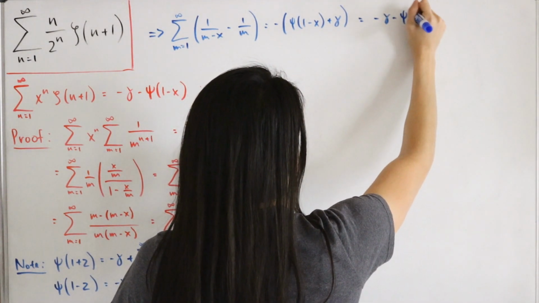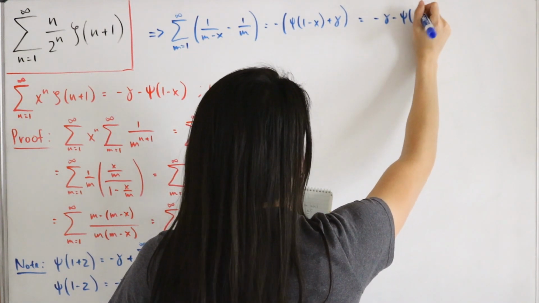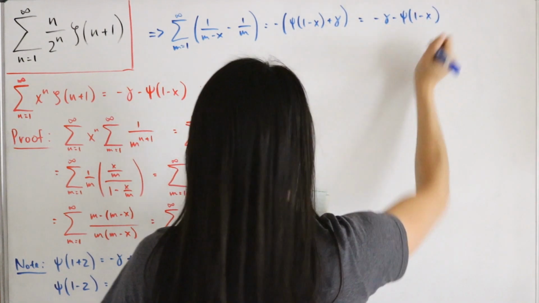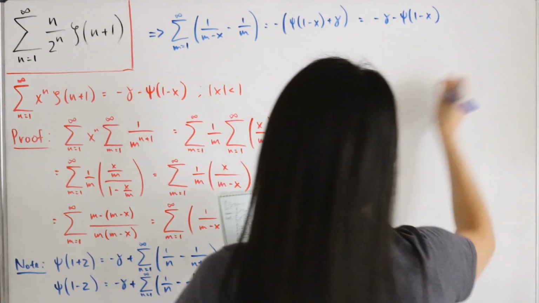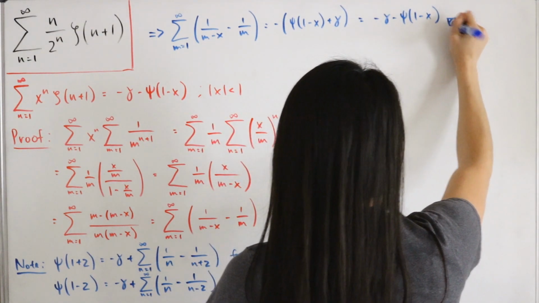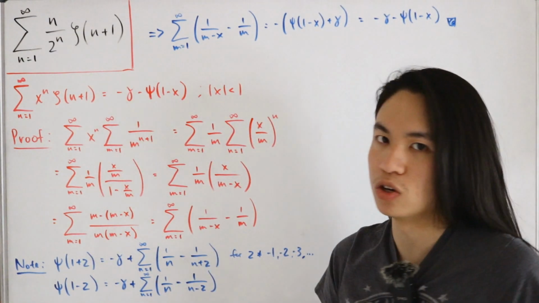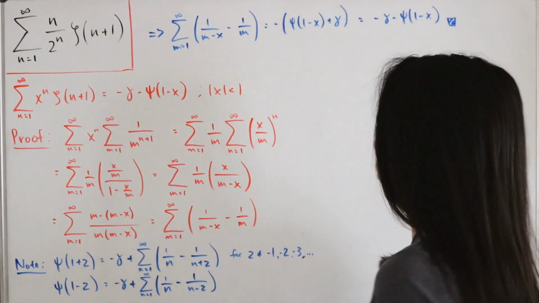and then subtract the digamma of 1 minus x, which of course is exactly the result that we have over here. So this actually proves our little result over here. Okay, so that's out of the way. So where do we go from here?